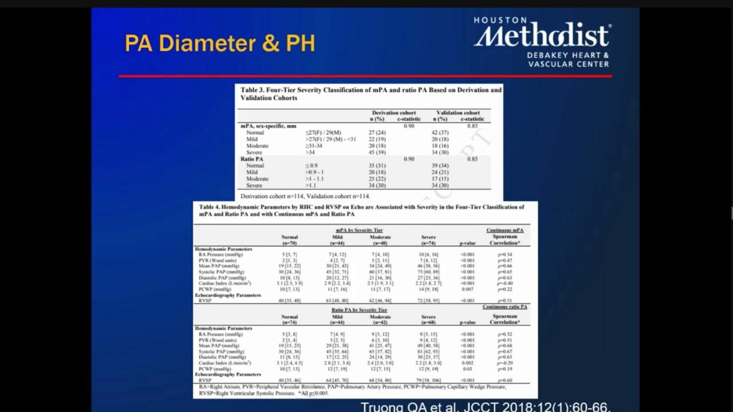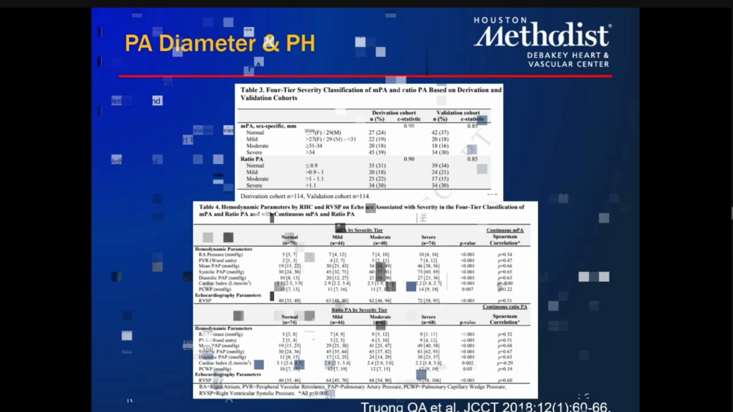You can have mycotic infections from tuberculosis, et cetera, that can lead to that. So just because the PA is enlarged, don't automatically jump to pulmonary hypertension. My tendency is to call it an enlarged PA and just leave it at that, and let the clinician ordering draw their own conclusions from that.